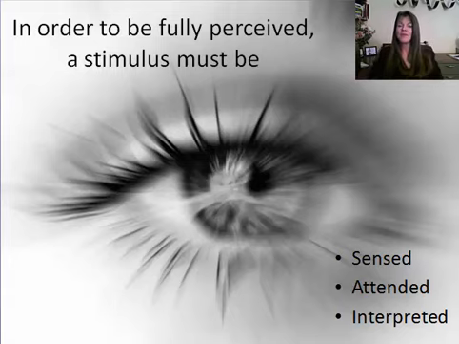So in order to be fully perceived, a stimulus must be sensed, attended, and interpreted. So not just one of these, not just two of them, all three of these are needed. So when we say sensed, we're saying the energy must play on your sensory receptors. When we say attended, it must capture your attention. And when we say interpreted, it must be assigned meaning. So that's that upper level process, right? Interpreting it, assigning meaning.